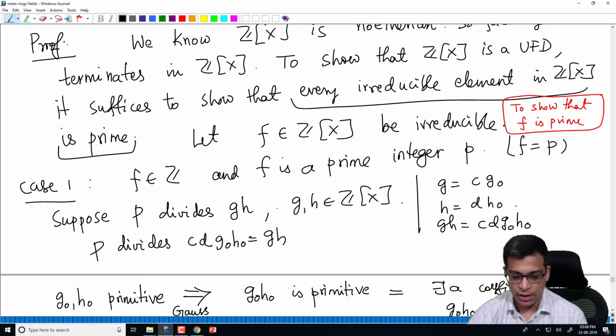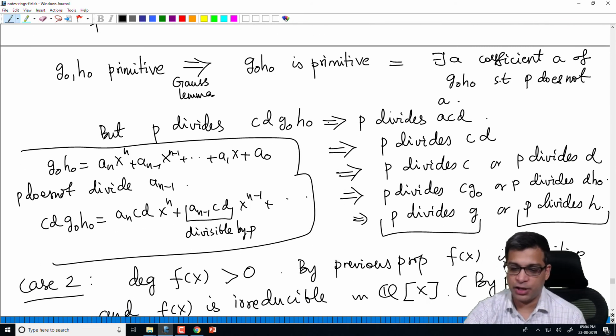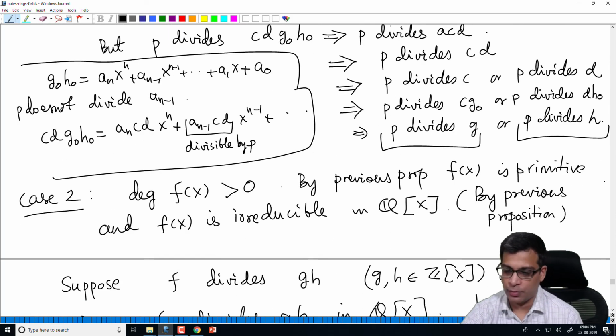There are two cases. In the first case, F is actually a degree 0 polynomial, a constant in other words, in which case it has to be a prime integer, and we did that case here. A prime integer dividing a product of two polynomials easily implies that it divides one of the polynomials. That we have settled here in case 1. In case 2, we are treating the case where the degree is positive, and now by the previous proposition we have two important assertions. F is primitive and F is irreducible in Qx.